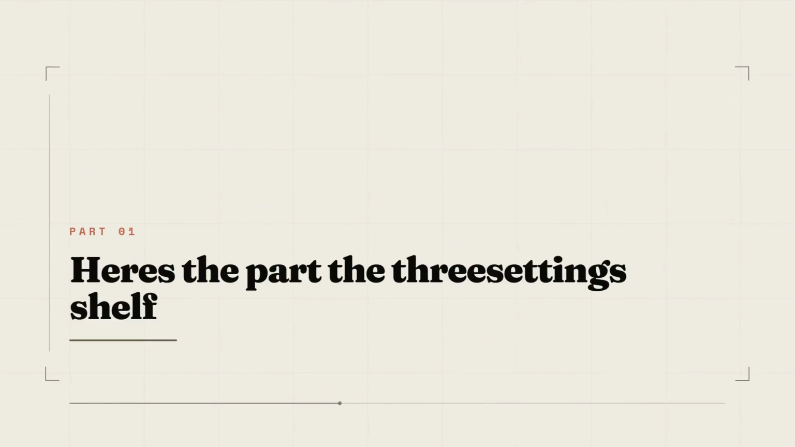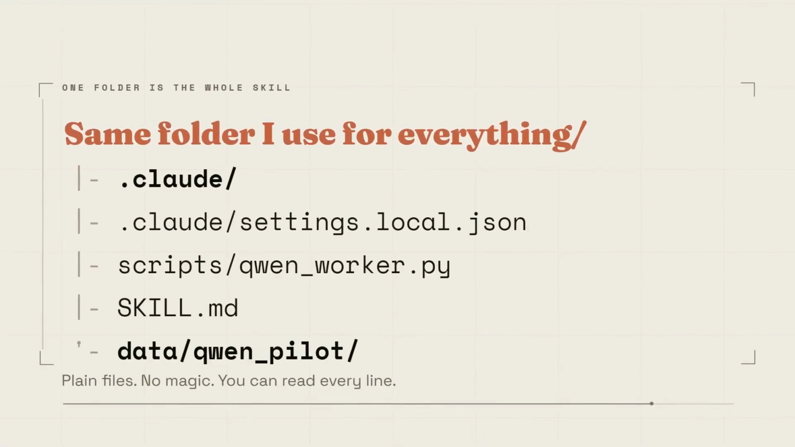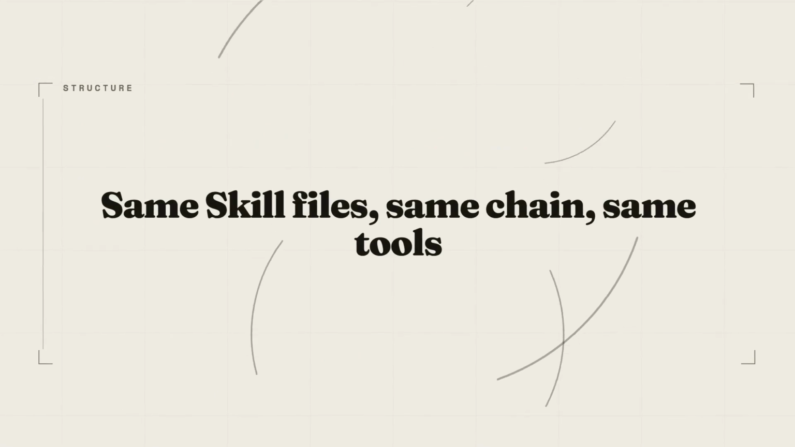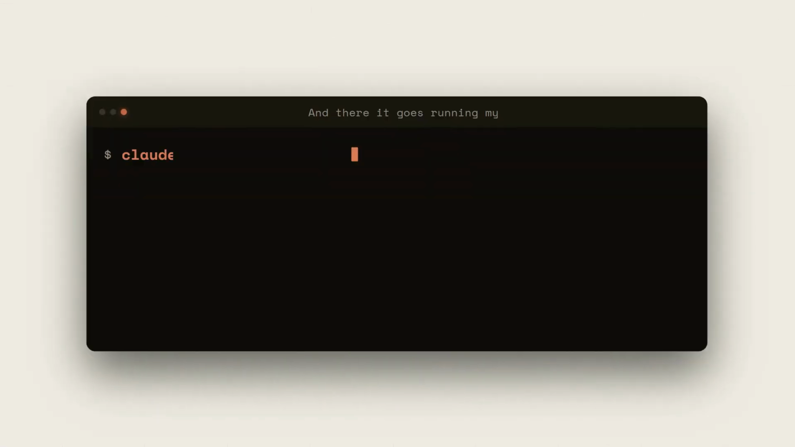Here is the part the 3 settings shelf never shows you. Does the drop-in actually work? Watch this. Same folder I use for everything on this channel, same skill files, same chain, same tools. Only thing that changed is the engine behind it, and there it goes, running my market research chain.